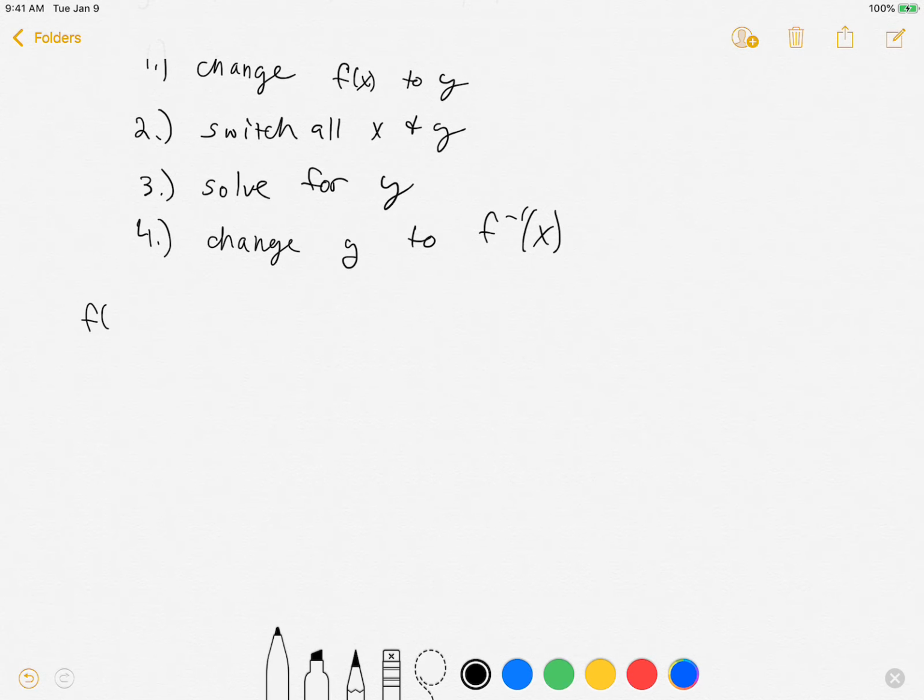Okay, so let's do some examples following these steps right here. Let's say I have f of x equals the cube root of x plus 3.